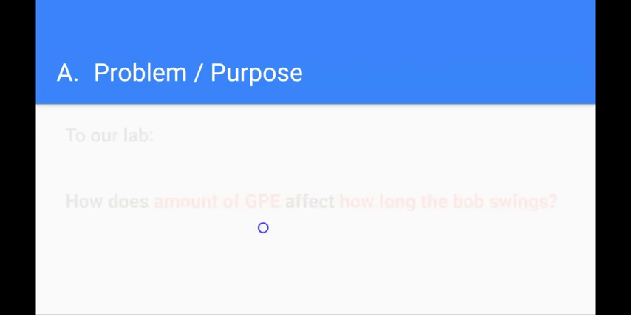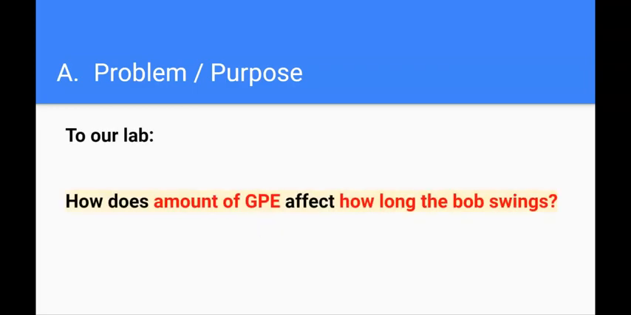Once we know the independent and dependent variable, we can plug it in to determine the problem or purpose of the lab. Now, this is the problem or purpose of our lab with the equipment that we used with the hooked weights, the fishing wire string, and the ring stands.